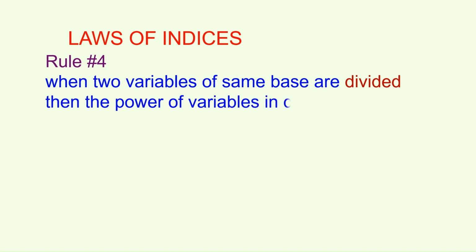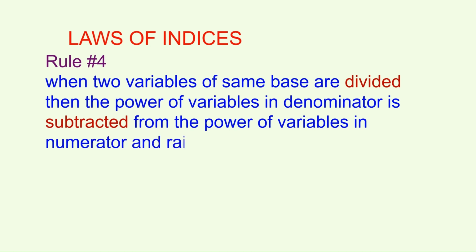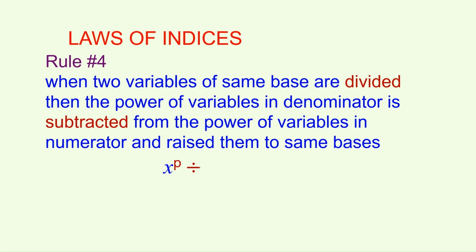Rule number 4. When two variables of the same base are divided, then the power of the variable in the denominator is subtracted from the power of the variable in the numerator and raised to the same base. x to the power of p divided by x to the power of q equals x to the power of p minus q.